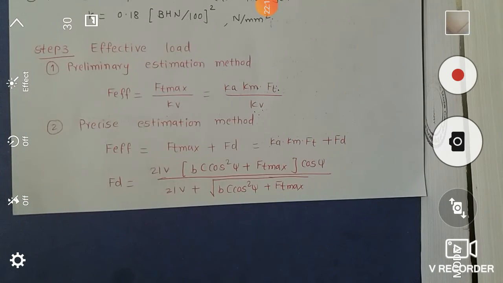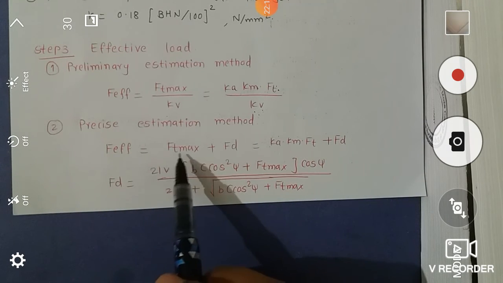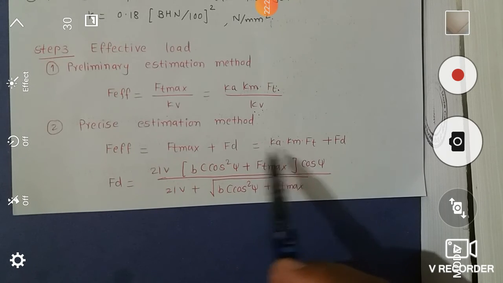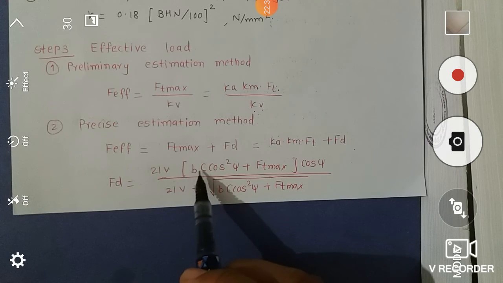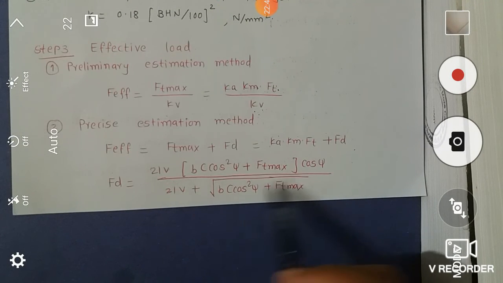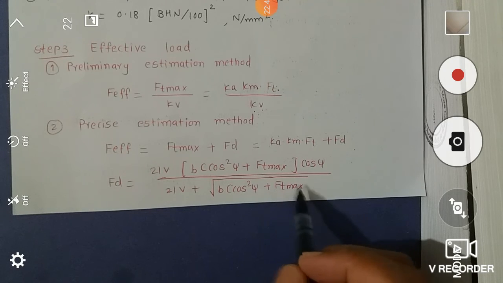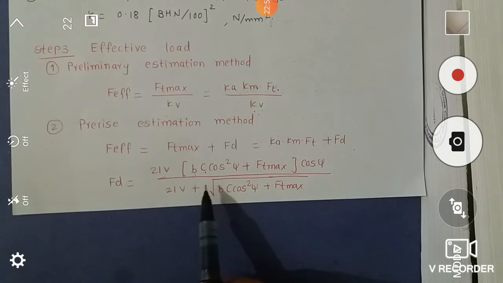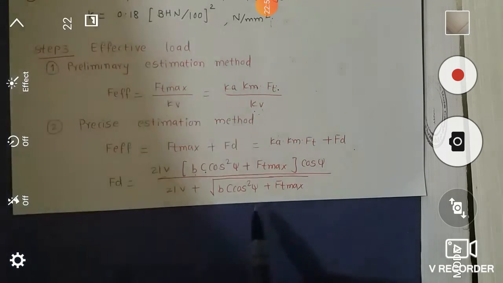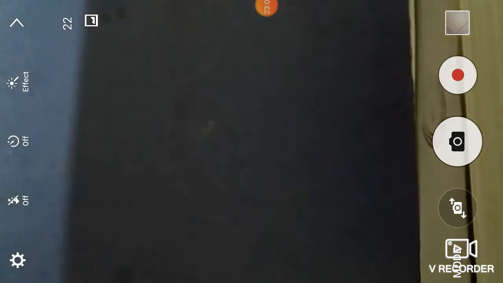Then the second method for calculating effective load is the precise estimation method. Here F effective is equal to Ft max plus Fd, which is equal to Ka into Km into Ft plus Fd, where Fd is calculated by the scientist Buckingham. For calculating Fd, this is the formula: Fd is equal to 21v into (b into c into cos square psi plus Ft max) into cos psi divided by 21v plus under root of (b into c into cos square psi plus Ft max), where v is pitch line velocity, b is face width, C is load concentration factor, psi is helix angle. If we calculate all these terms, we can get the F effective value.